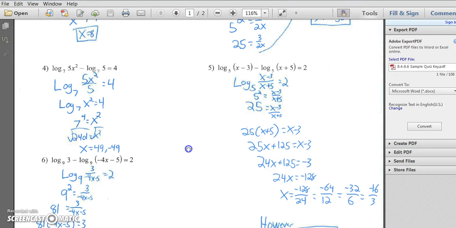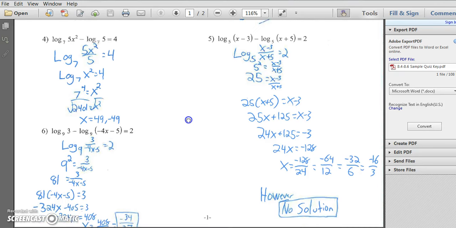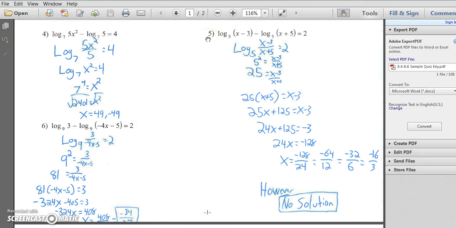Number 5 here. All right, let's look at number 5. Now, Humpty Dumptying it back together again. Shouldn't be a problem now. We've done the quotient property a lot. Turn it into an exponential. Did that as well. So I have 25 equals x minus 3 over x plus 5. Now, remember we did some of these in class. You multiply both sides by x plus 5 and distribute. Like that. So now, this is an equation everyone should be able to solve.